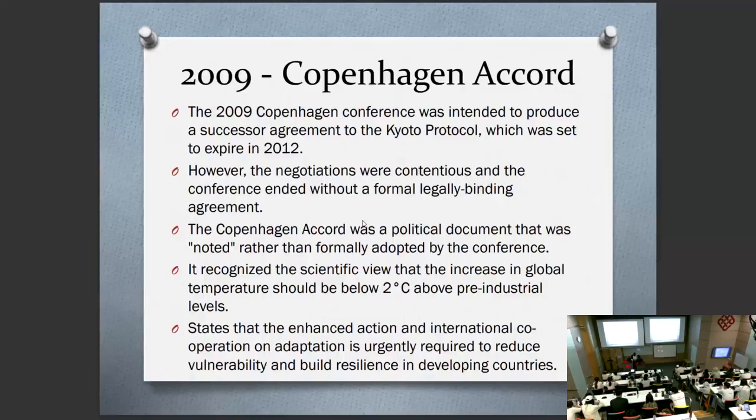I think the key point would be the target. We want to set the rise of temperature to be within 2 degrees above the pre-industrial levels. In the Copenhagen Accord, we agreed that our target is to limit the rise of global temperature within 2 degrees above the pre-industrial levels. It also stated that enhanced action and international cooperation on adaptation is urgently required to reduce vulnerability and build resilience in developing countries, but it was not legally binding and had no conclusion.